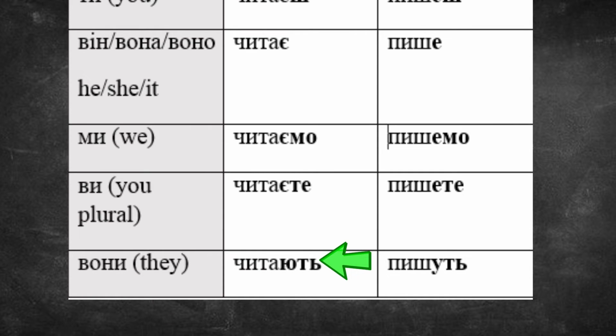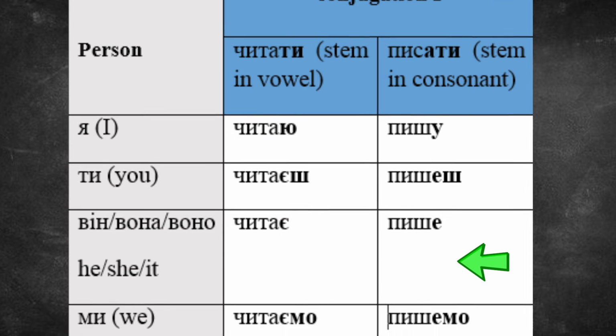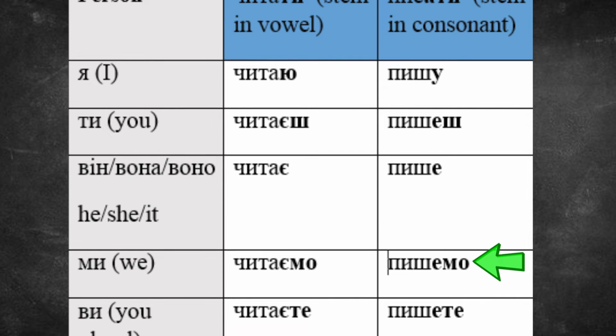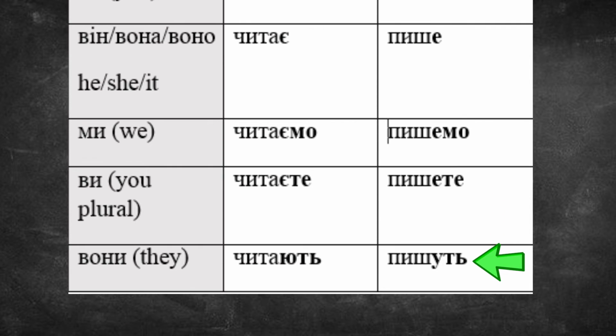And now let's look with the verb to write. Писати. Я пишу, ти пишеш, він пише, вона пише, воно пише, ми пишемо, ви пишете, вони пишуть. Also you can pause the video and repeat after me more attentively.